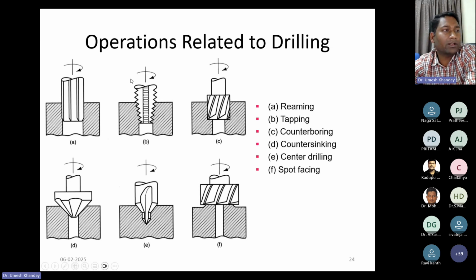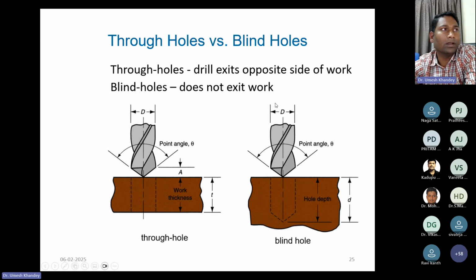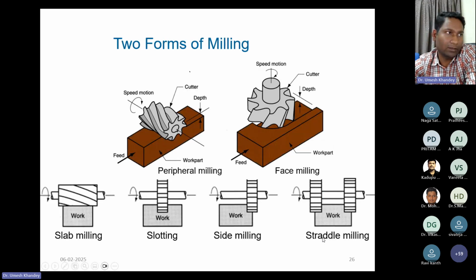Operations related to drilling are this one. In the drilling operation, the machining parameters may be RPM, the cone angle, point angle, the force, the torque. These are some of the parameters which you need to monitor or optimize for good responses. We'll discuss how and where you can monitor. So one is through hole, blind hole. These are the operations you can do.